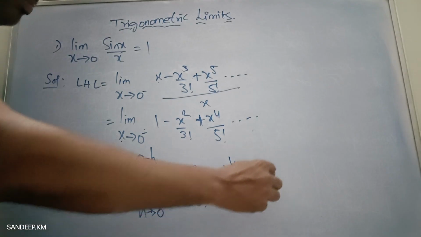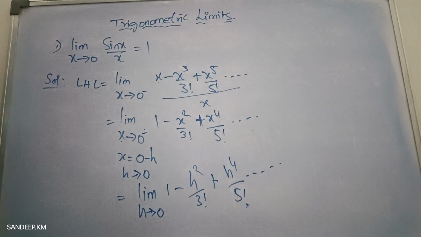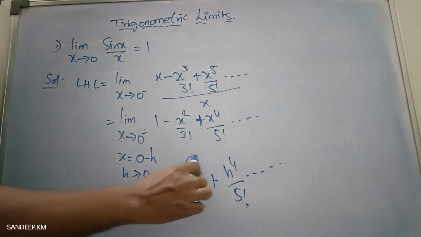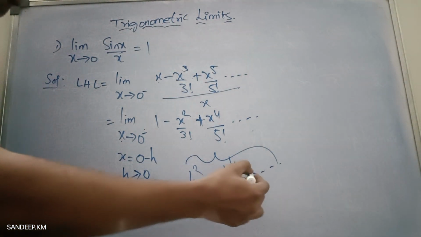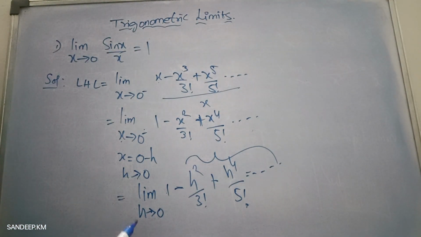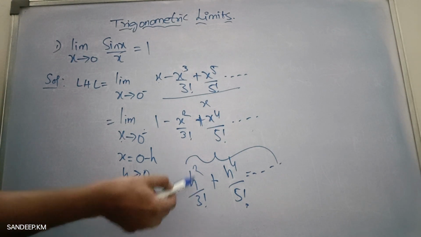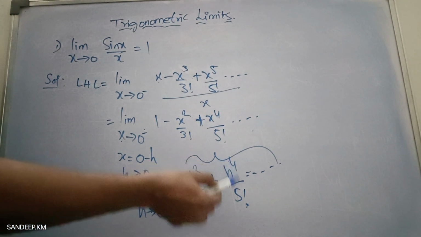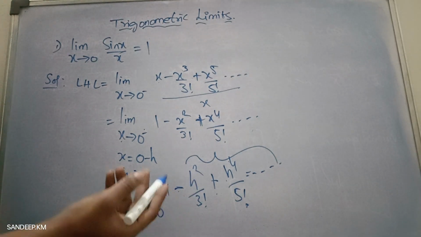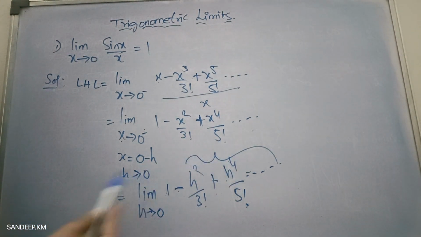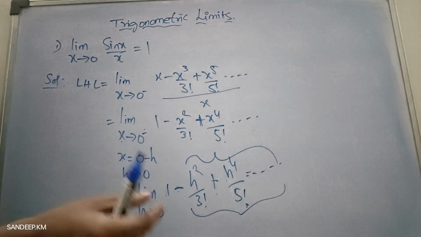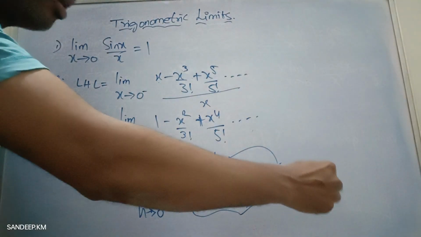Observe one thing, you have to understand that from 1 you are subtracting something. The next term will be minus and so on. From 1 you are subtracting something, correct or not? So 1 minus h square by 3 factorial minus h power 4 by 5 factorial and so on. The h value you know already, 0.000000 and so on. So from 1 you are subtracting an almost infinitely smaller number.